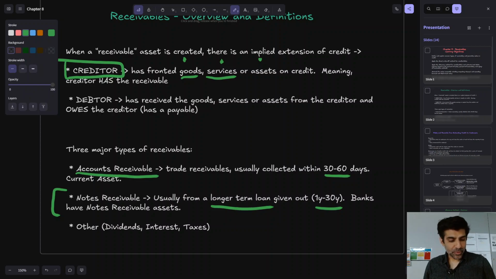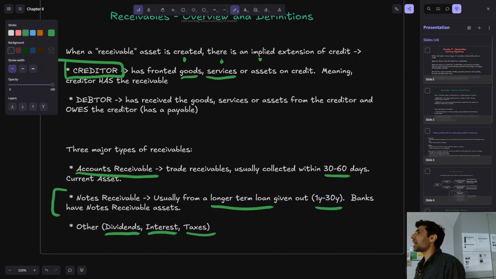And then there's other types of receivables. There's dividends receivable, interest receivable, taxes receivable. Like if you overpay your taxes, when you get a tax refund, should you be happy about that? People are really happy when they get a tax refund. But what does that actually mean? Yeah, it's your own money. You overpaid the government during the year, and they're just giving you your own money back. So during that time, until they pay you back, you actually had a tax receivable. Okay.